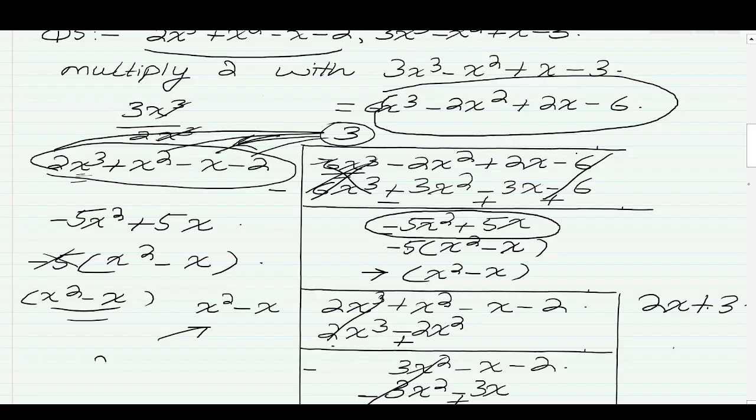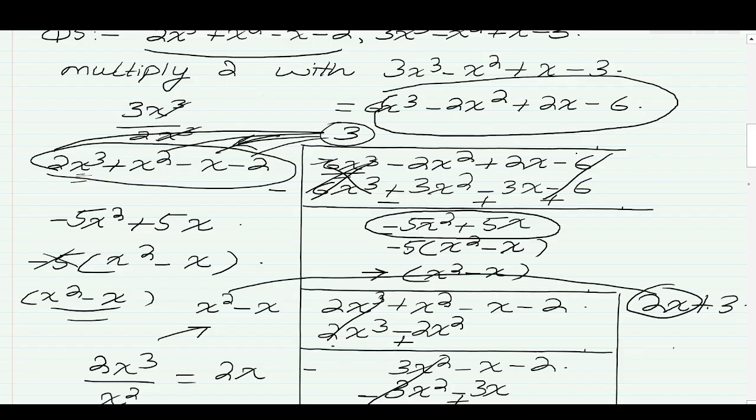Now, what is 2x cube divided by x square? That results in 2x. That is why we put that into the quotient position. Now it will be multiplied throughout the first term and multiplied throughout the second. After that, we will have 2x cube minus 2x square. The sign will get changed. They will cancel each other out, and then we will have 3x square minus x minus 2.